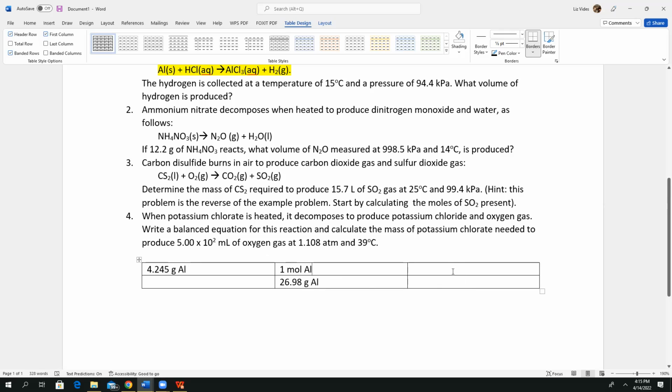So now, from your equation, where's my balanced equation? For every 2 moles of aluminum, you produce 3 moles of H2, right? And that's how you do it. And then that's how you get your moles. Okay?